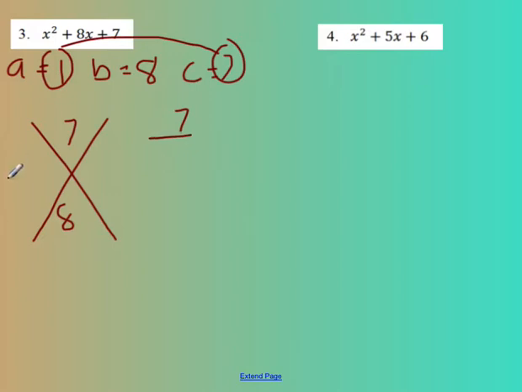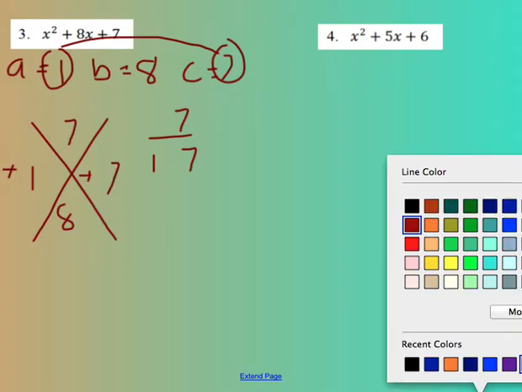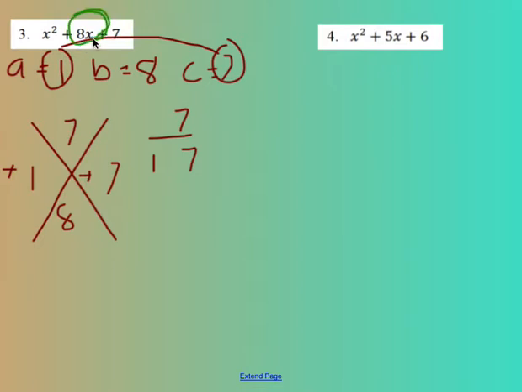So again, both positive product and sum means both positive factors. So now 1 times 7, we're going to have 1 and 7. And that's the only thing that multiplies to 7. Well, thank goodness 1 plus 7 is going to give us our 8. So now we're going to use that to split up this 8x. So I'm going to keep x squared the same. Now instead of writing 8x, I'm going to write 1x plus 7x, and then I'm going to keep that last term the same. So always, always, always your first and your last terms stay the same.